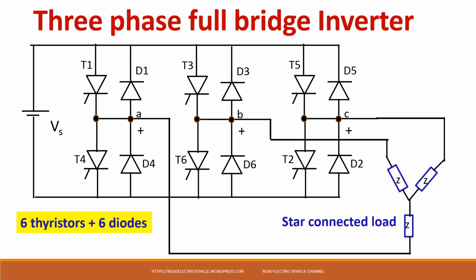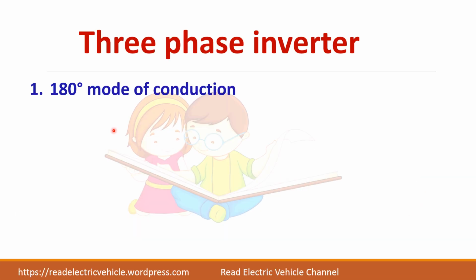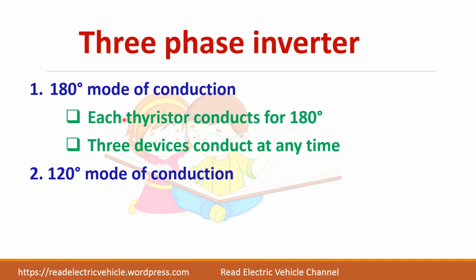This is the circuit diagram of a three-phase full bridge inverter, which consists of 3 legs, 6 thyristors and 6 diodes, and the load is a star connected load. Three-phase inverter has two modes of operation, 180-degree mode and 120-degree mode. In 180-degree mode, each thyristor will conduct for 180 degree and 3 devices will conduct at any time. So this has been discussed in chapter 43.